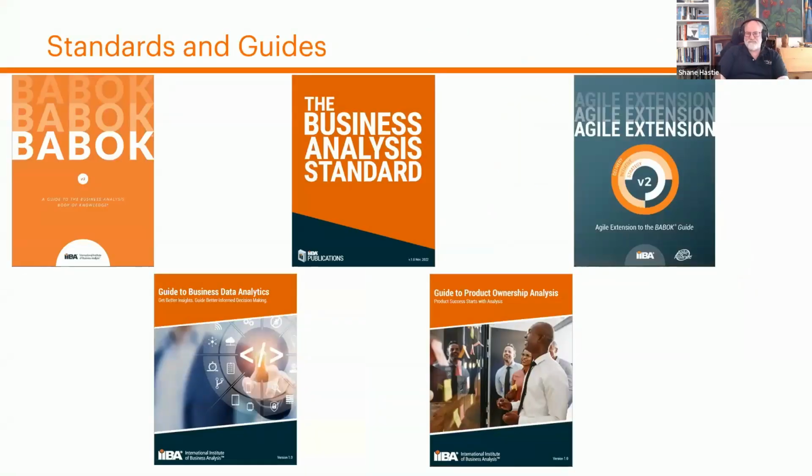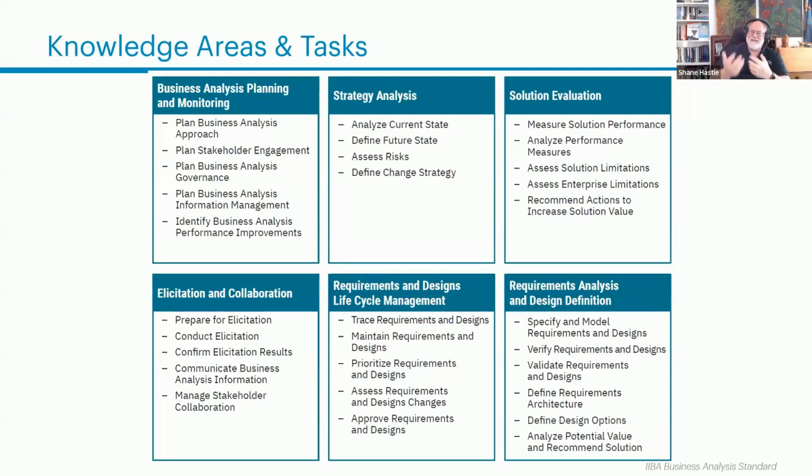And there are lots of standards and guides. I'm going to point you to the BABOK, to the business analysis standard, the Agile extension, the guide to data analytics, the guide to product ownership analysis. There's lots that you can draw upon when putting together your framework. And in one sense, there's so much to draw upon, it can be overwhelming. So within those guides, there's pointers towards knowledge areas and tasks. What are the things that we do?